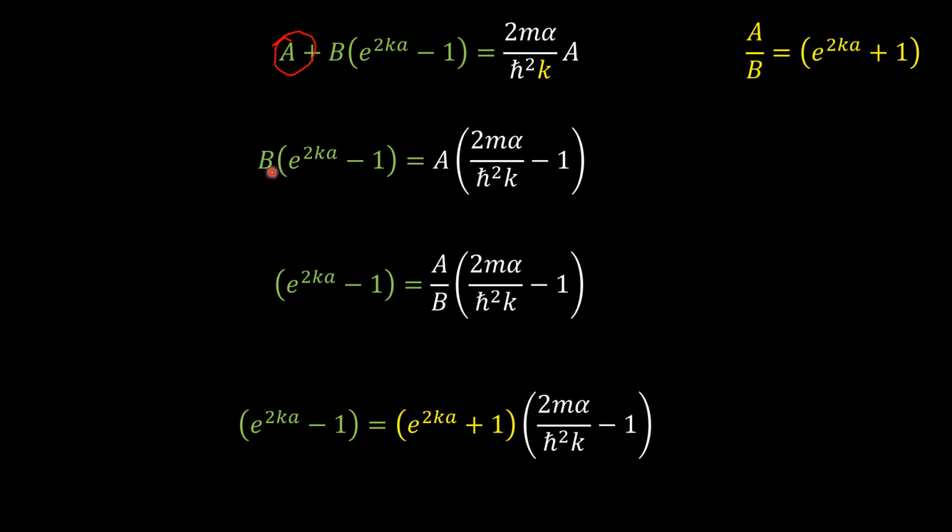Then you bring this p here, then this will become a over p, 2m alpha over h cross squared k minus 1. Then you replace a by p, ratio between a by p, we got it exponential e power 2ka plus 1. I have replaced this by 2ka plus 1, and this 2m alpha over h cross squared k minus 1. We will continue our discussion in part 2.